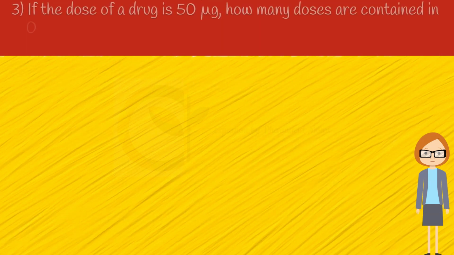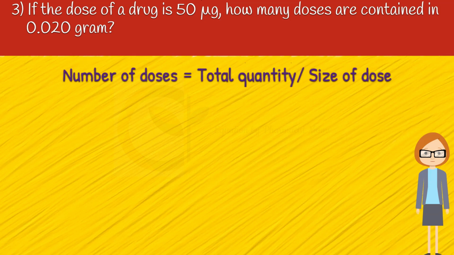Question 3. If the dose of a drug is 50 micrograms, how many doses are contained in 0.020 gram? To find out how many doses are contained in 0.020 gram of a drug, with a dose of 50 micrograms, you need to divide the total amount of the drug, that is, 0.020 grams, by the dose per unit, that is, 50 micrograms.